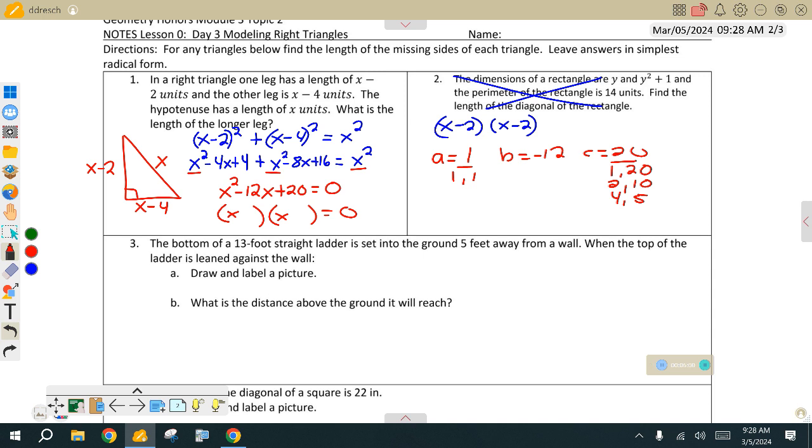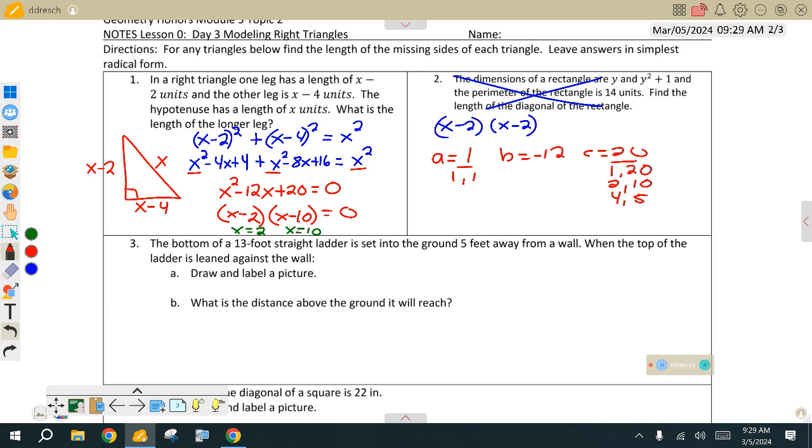All right, what do we got? 1 and 20, 2 and 10, 4 and 5. 2 and 10, what do we know about our signs? Correct, both negative, right? And there we go. Now, we get our two solutions using our zero product property, which in this case, one solution is what? And the other solution is?